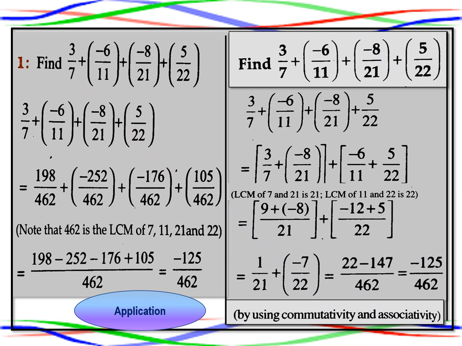It is very easy. If you write it yourself, you will realize 1 by 21 plus minus 7 by 22 comes. Until there you are safe. Next, 22 minus 147, and that is however part of the LCM 462, and then correspondingly the numerators are written. So the answer is the same, it doesn't change, but the method is simple. When there is an easier method and the property can be applied in the best manner, it is wise to use it. It is important to note that we are using both properties, commutativity and associativity.